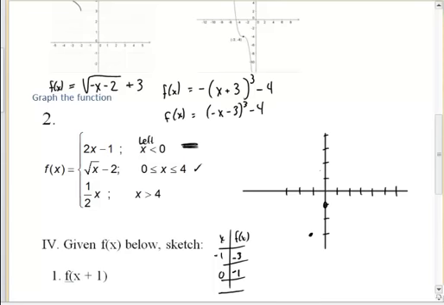And I've got to keep that open. So that's going to be the first part. The next part is going to be a square root function that's been moved down by 2. So that's going to go on from 0 to 4. So it's been moved down by 2. So I'm going to draw that in red.